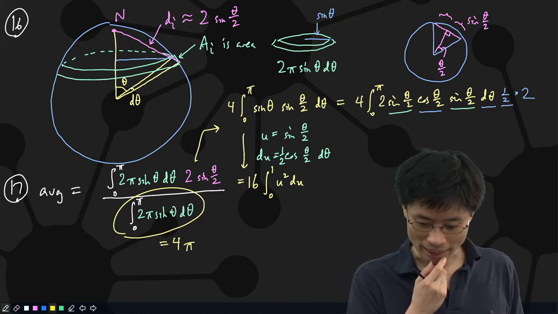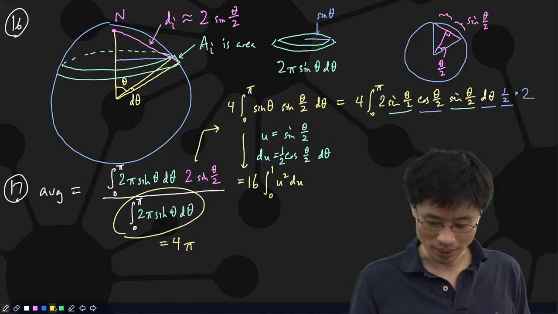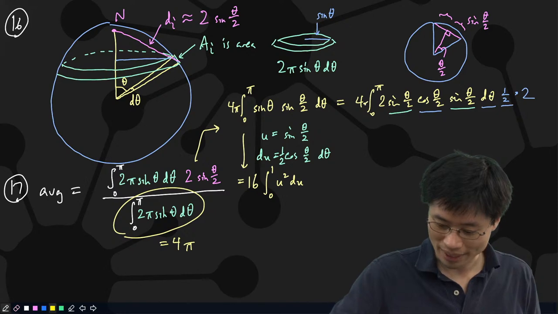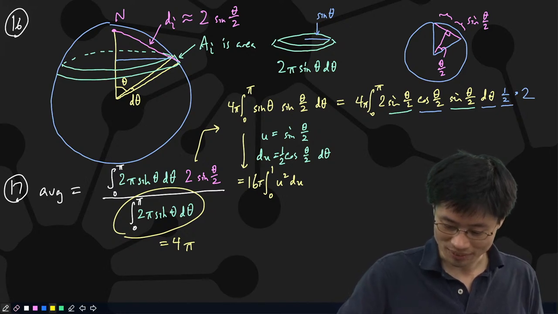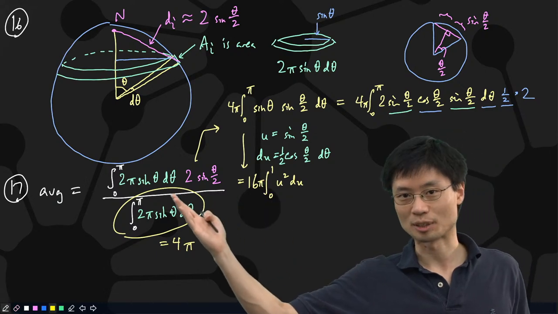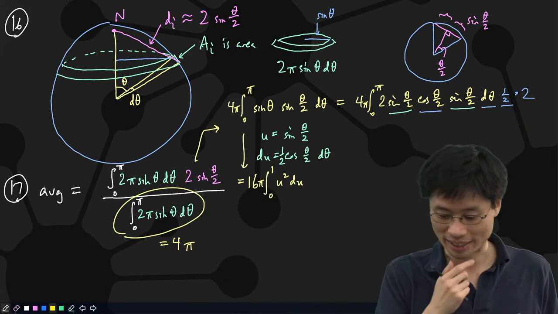Wait, I lost a pi somewhere. There's a pi missing in the whole thing. There's a 4 pi there, and there's a 16 pi here. I missed one of the pis inside this expression. There was a pi that was supposed to fly up.